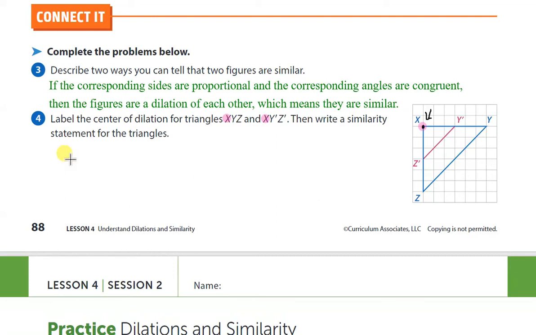Then we're going to write a similarity statement. All you have to do is write the names of the triangles, and then use your similarity symbol.